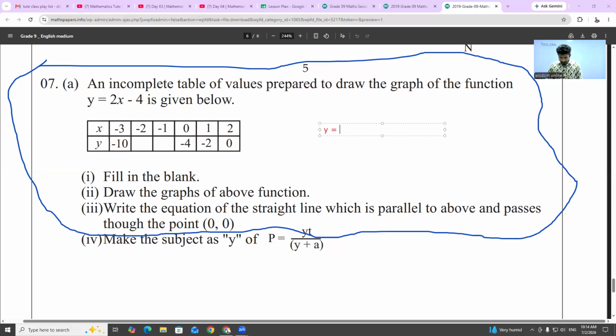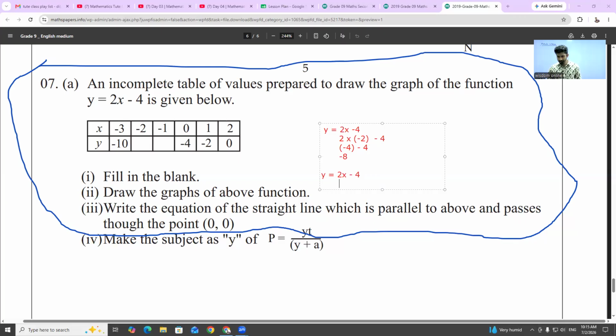Then y equal 2x minus 4. 2 multiplied by x, which is minus 2, then minus 4. 2 multiplied by minus 2, what is the answer? Minus 4. Minus 4 minus 4 altogether is minus 8. Minus 4 minus 4, what is the answer? Minus 8.